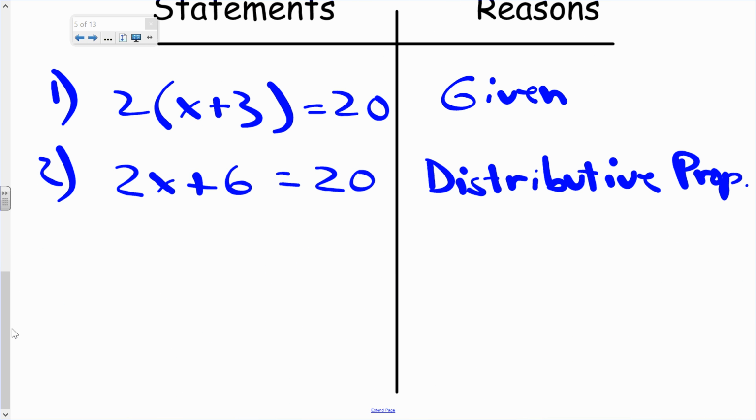Now what? What's statement 3? Franco, stay with me. What would I do to both sides to get x by itself now? One more time. What'd you do to both sides? So Toscano subtracted 6 from both sides, and in his mind, what results from that? I'm going to write down statement 3, what results from subtracting 6.